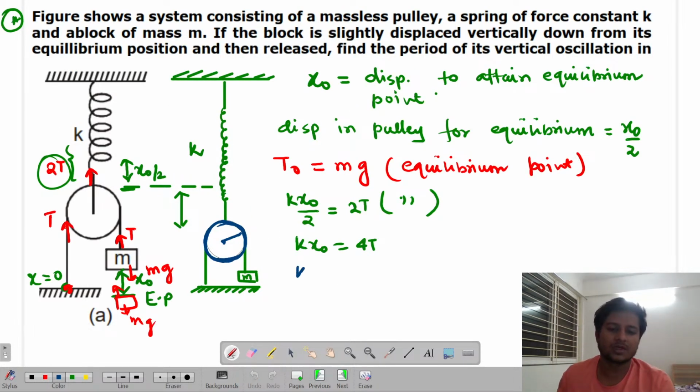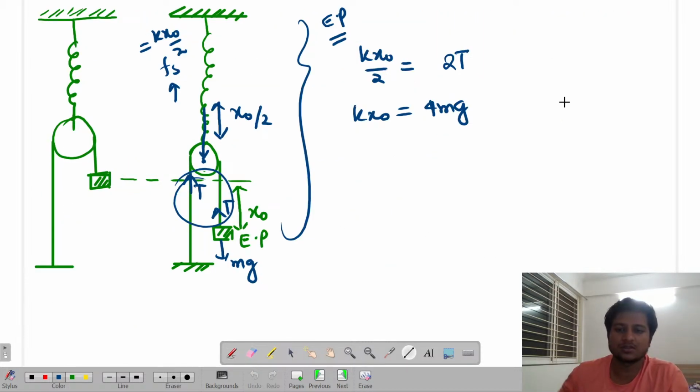So for equilibrium, k x naught is equal to how much? 4 times mg. Now you need to displace it further, isn't it? अभी हमें क्या करना है, इसको और आगे डिस्प्लेस करना है ना. हाउ मच आई हैव टू डिस्प्लेस? By some distance x.